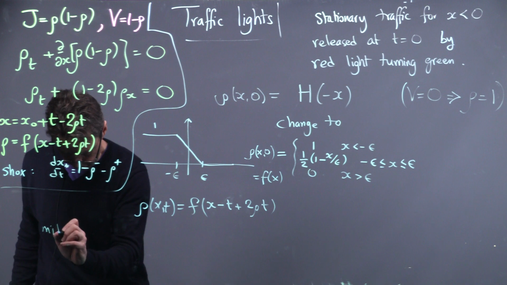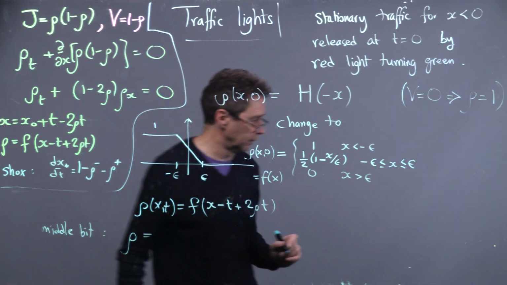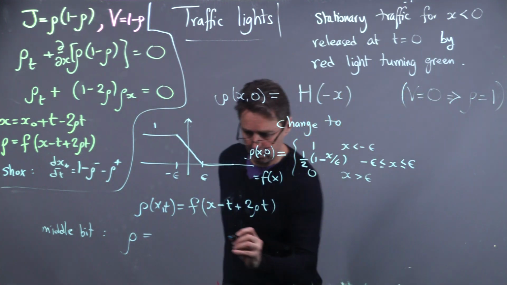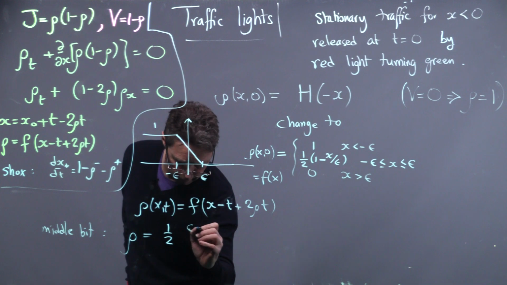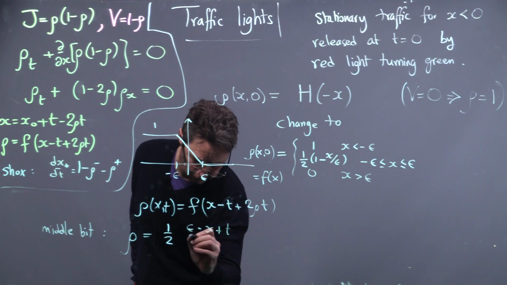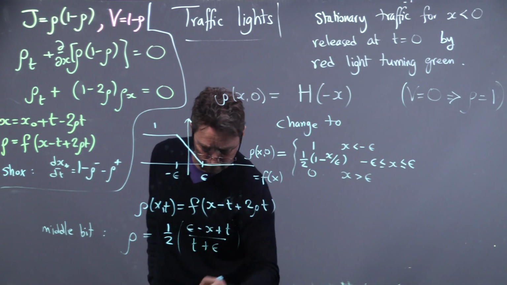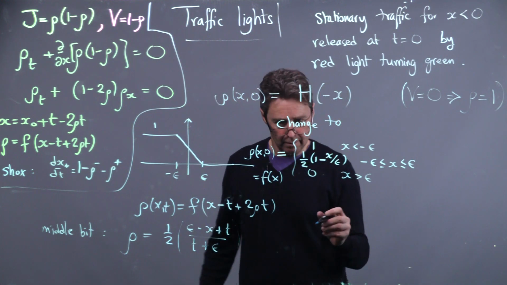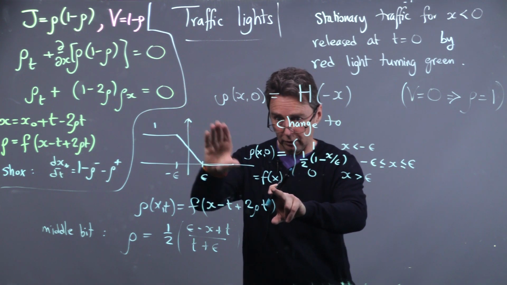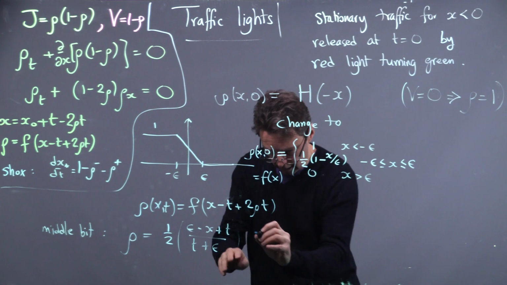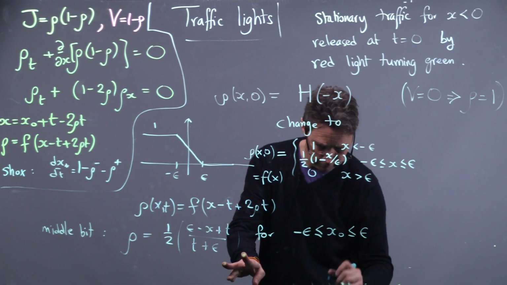And for the middle part, I can then solve a linear equation, and I get the following. I get rho is equal to 1/2 epsilon minus x plus t, divided by t plus epsilon. Right, so that's the middle section. Actually, this is the initial condition, right? So this is f of x0 when I'm solving it with characteristics, and so these x's are all x0s. So this is 1/2 of epsilon minus x0 there.